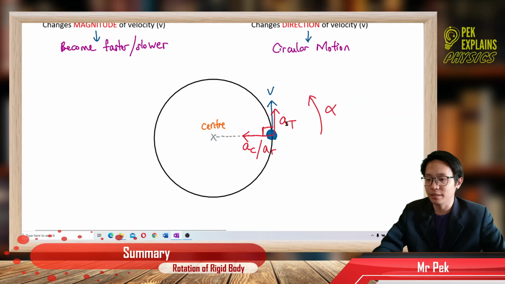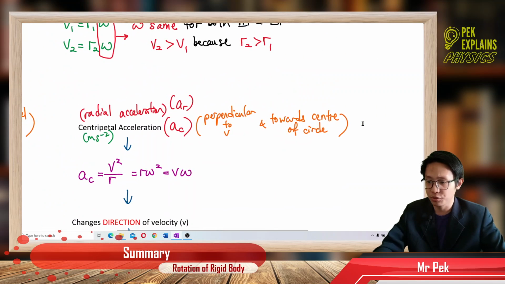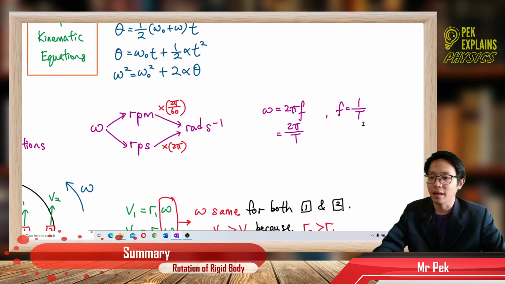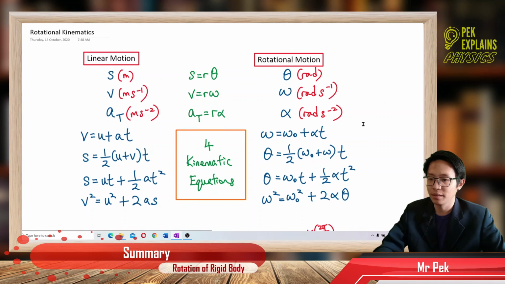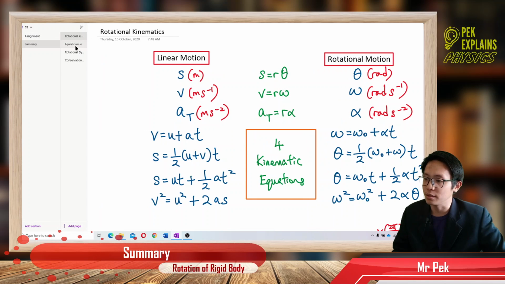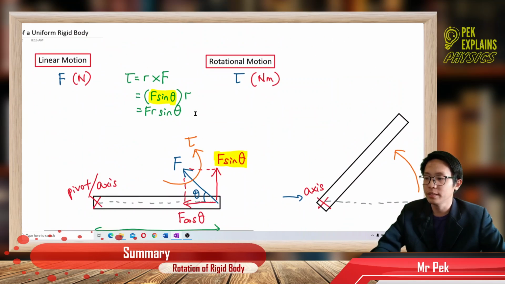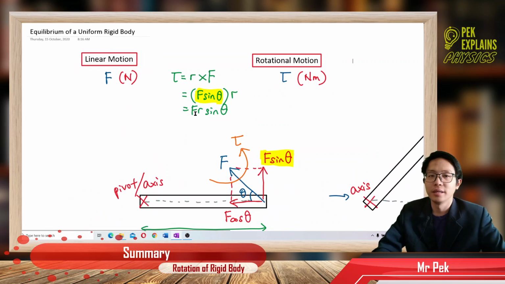So that's it about the kinematics for rotational motion. All right? I'm sure you learned something. Okay? So this is the first subtopic. Now we go on to the second subtopic called equilibrium of a uniform rigid body.